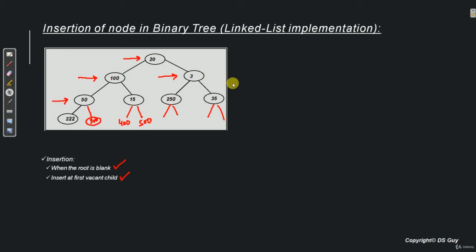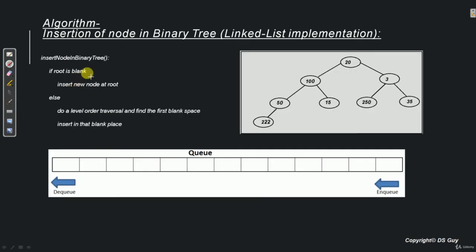So now let's see what the algorithm for this looks like. The algorithm is very simple. The name of the method is insert node in a binary tree. It checks if root is blank. That is, if it is a blank tree or an empty tree, then it inserts a new node at root and we are done. Else, we'll do a level order traversal and find the first blank space and we'll insert our value in that blank space.